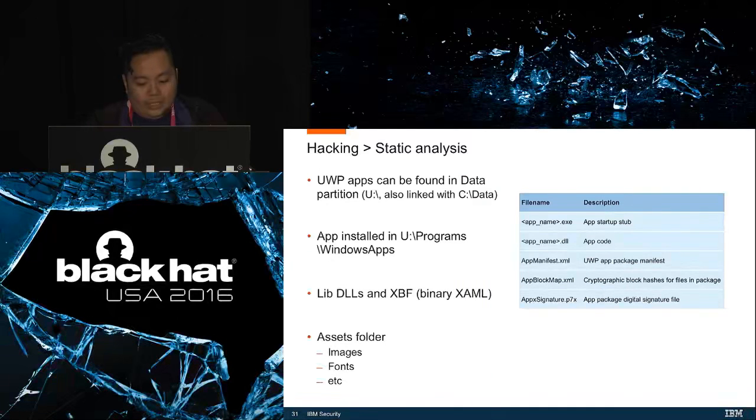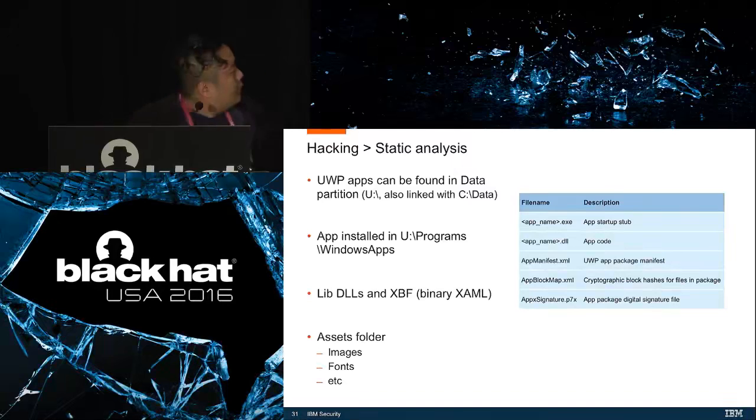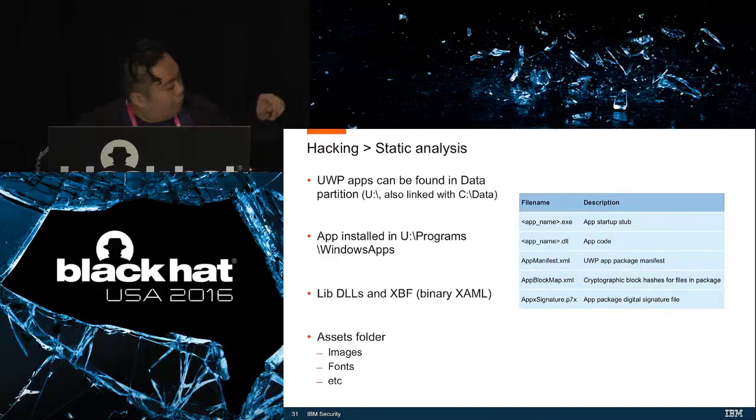There's going to be little difference in reversing a console application compiled for Windows 10 IoT Core versus one compiled for the desktop, but there are some things to take note of when reversing Universal Windows apps. Installed Windows apps can be found in the data partition in the U drive, but it's also linked with the C:\Data folder, specifically in the Programs\WindowsApps folder. App installation folders will contain the following: the app's name.exe and the app's name.dll.